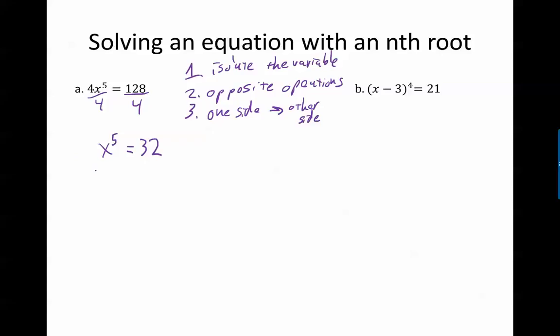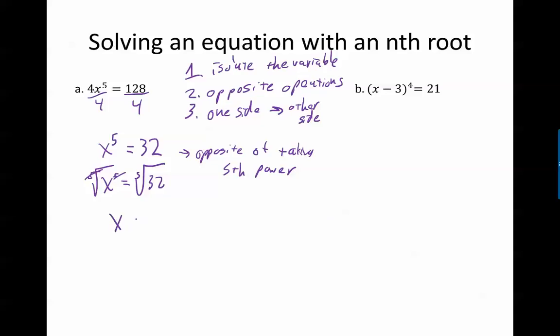Now, I need to do the opposite of the 5th power, right? We need to do the opposite of taking the 5th power. And this is the thing that we just learned, right? The opposite of taking the 5th power is the 5th root. So I'm going to take the 5th root of both sides, because 5th root and 5th power will cancel each other out, leaving me with x equals the 5th root of 32, which we know is 2.